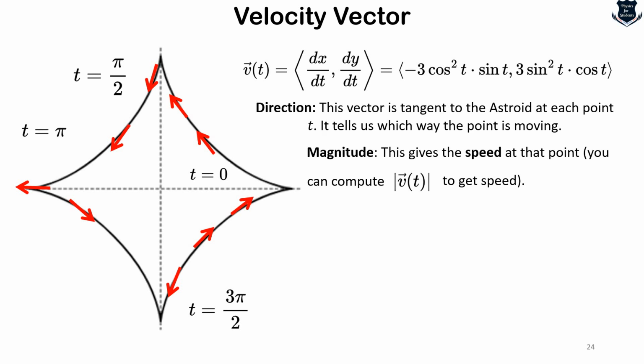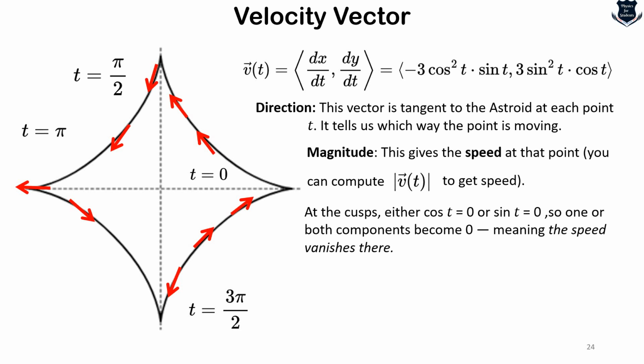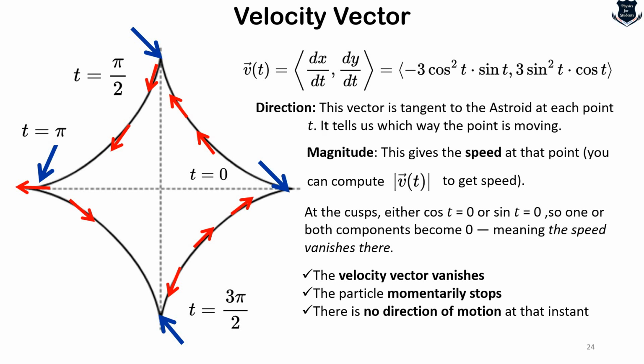If we talk of a magnitude, then the length of this vector, how long the arrow is, tells you the speed at which the particle is moving. We'll come to that speed, magnitude and the speed part later. But what is most important, when you go to the cusps, where cos t equals 0 and sin t equals 0, it means that the speed vanishes over there. That means the velocity, yes, over here, these blue arrows show the cusp. So the velocity vector vanishes, the particle momentarily stops, and there is no direction of motion at that instant.